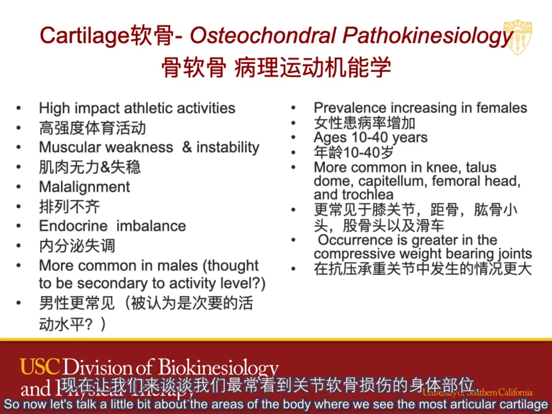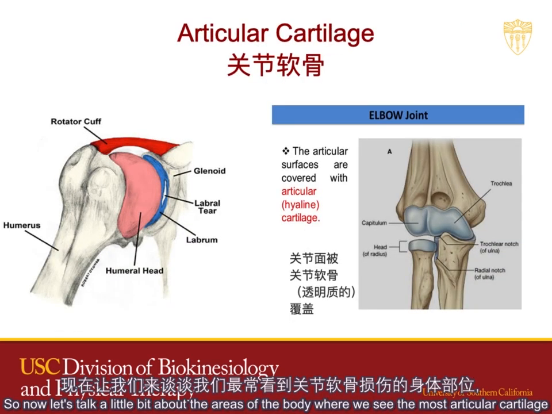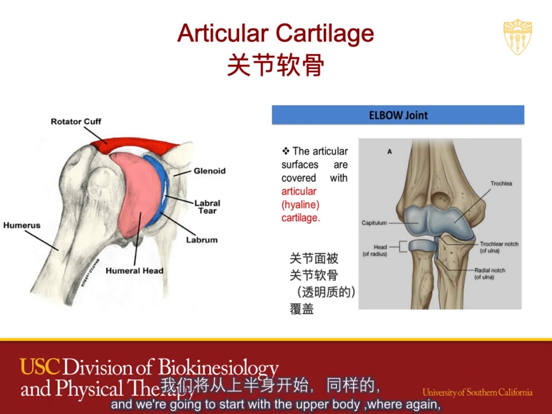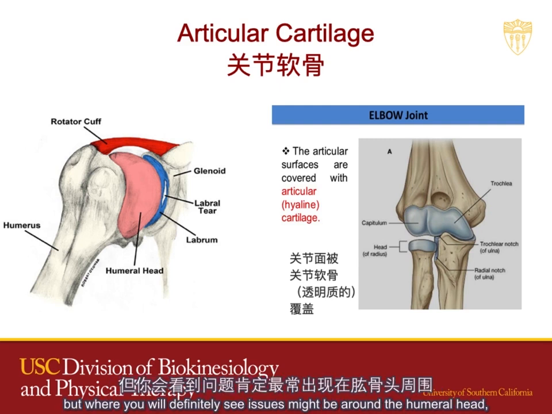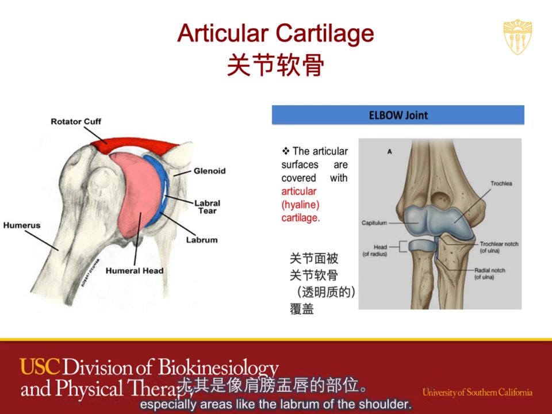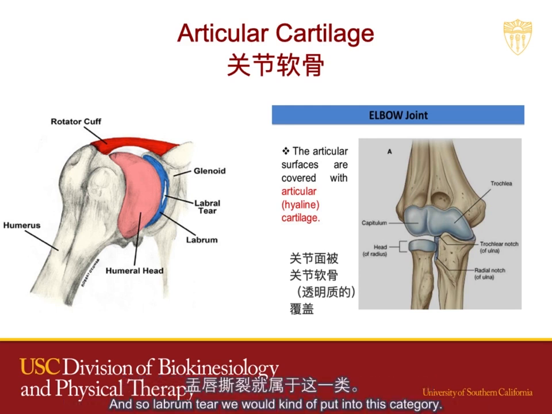So now let's talk a little bit about the areas of the body where we see the most articular cartilage. We're going to start with the upper body, where again, we don't usually see as much pathology with the upper body cartilage, but where you will definitely see issues might be around the humeral head, especially areas like the labrum of the shoulder. And so labral tears we would kind of put into this category.